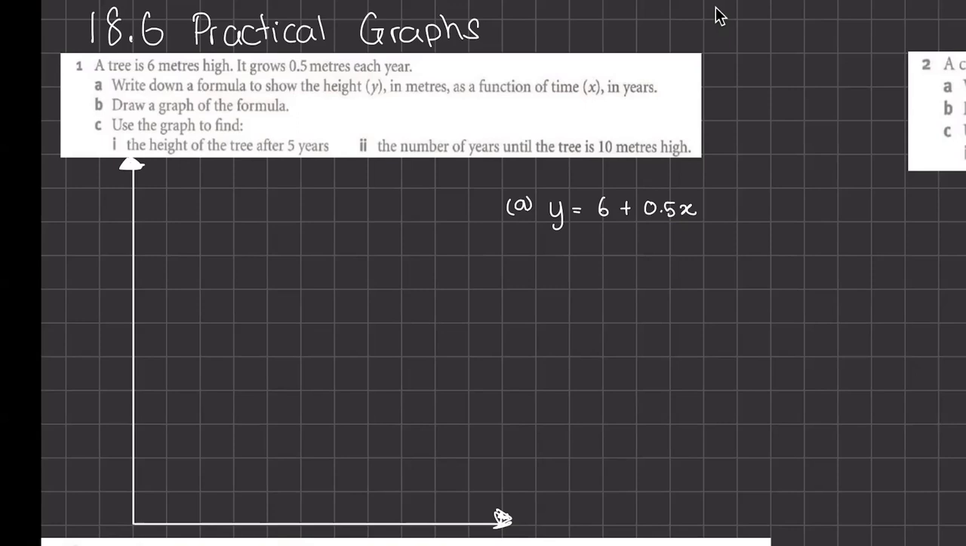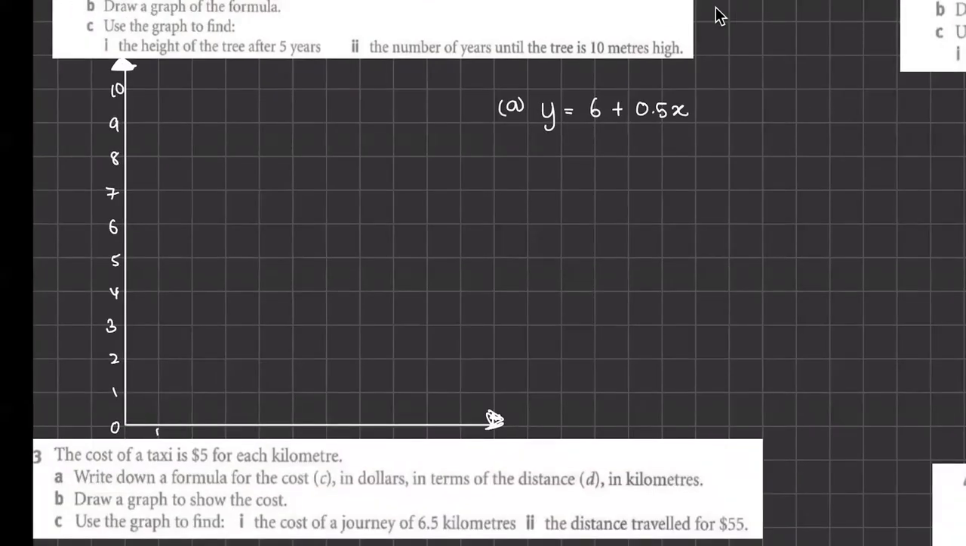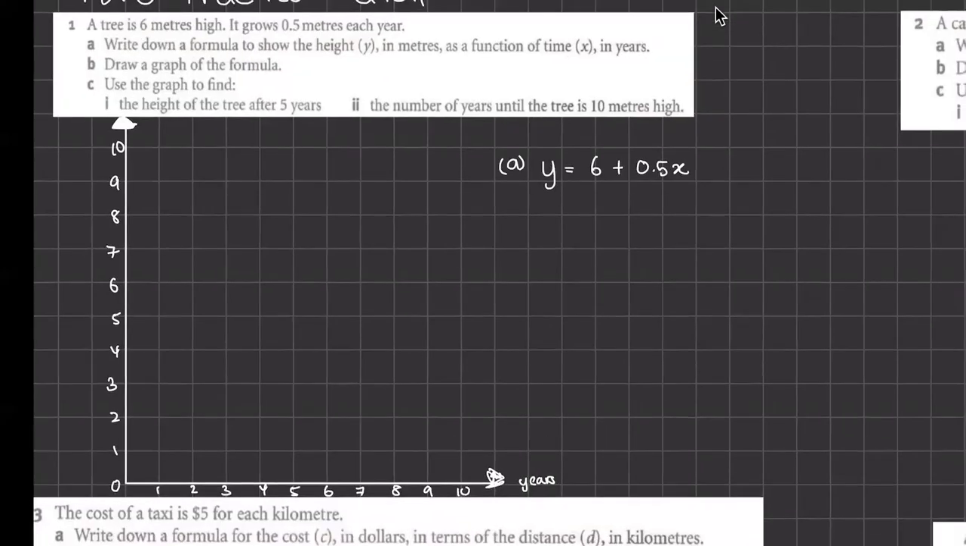So the first one will be 6. So let's just write 0, 1, 2, 3, 4, 5, 6, 7, 8, 9, 10. The number of years will be written here. 1, 2, 3, 4, 5, 6, 7, 8, 9, 10 years. So this is the height. So 0 here, and then we start. 6 in the beginning. Sorry, do not draw your origin, draw just here.